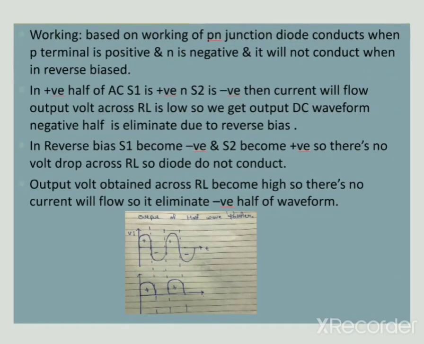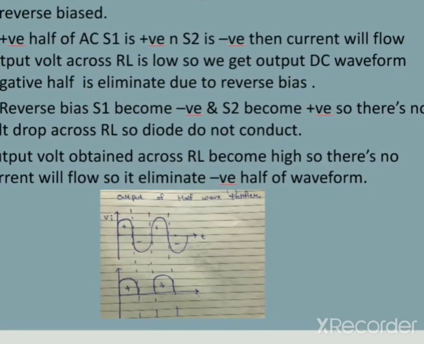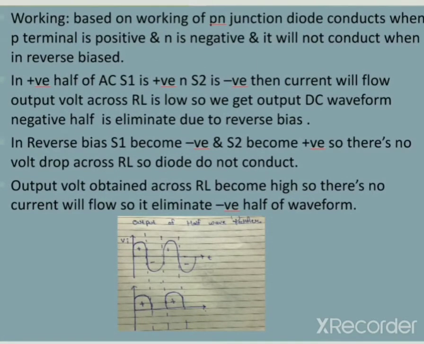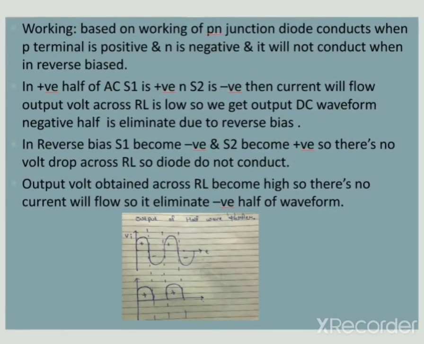And in reverse bias, S1 becomes negative and S2 becomes positive. There is no voltage drop across RL, so the diode does not conduct. It means the resistance becomes high, so there is no current. So we do not get any waveform in the negative half. Output voltage across RL becomes so high that no current will flow.